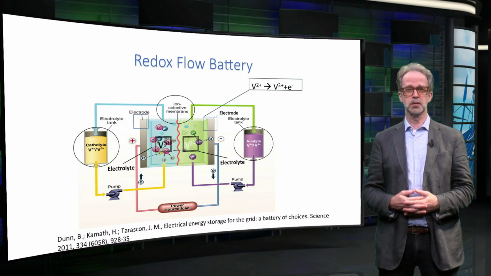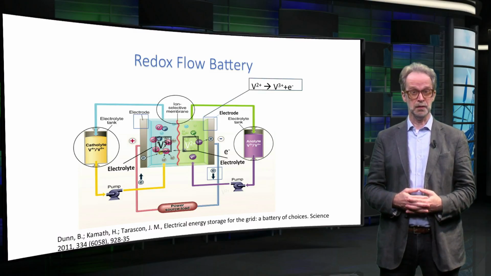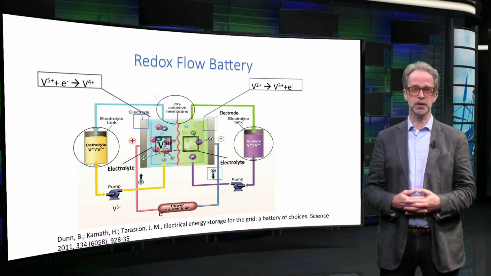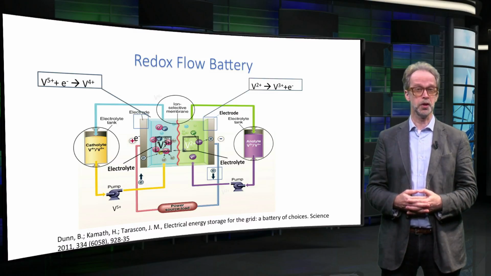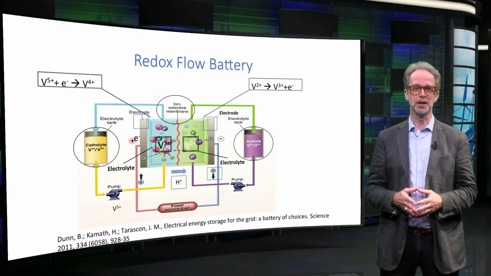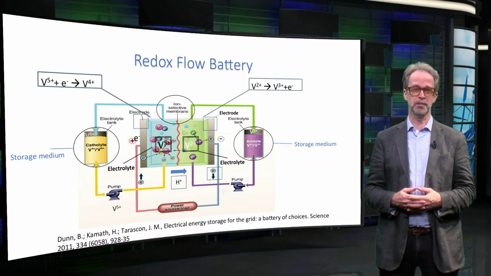Hence, at the right electrode, vanadium 2+ reacts to form vanadium 3+, donating an electron to the electrode. At the left electrode, vanadium 5+ ions form vanadium 4+ by accepting an electron from the electrode. To prevent the electrolyte from becoming charged, protons, in this case hydrogen ions, move through the membrane from the right to the left compartment. The liquid electrolyte is now the storage medium. As a result, it can be separated from the electrodes and stored in separate vessels. Thus, the energy storage is decoupled from the power.